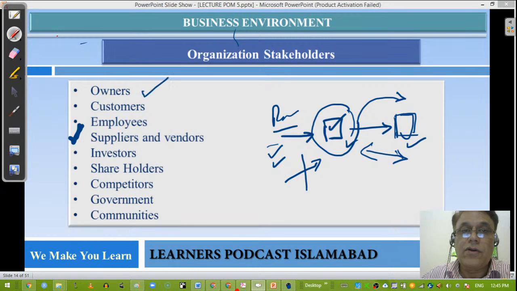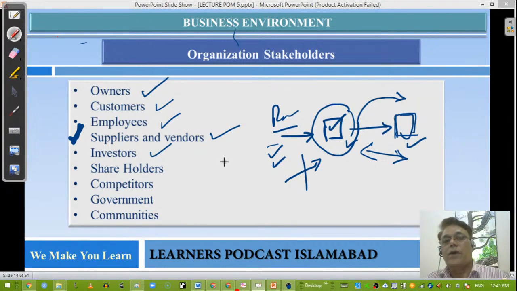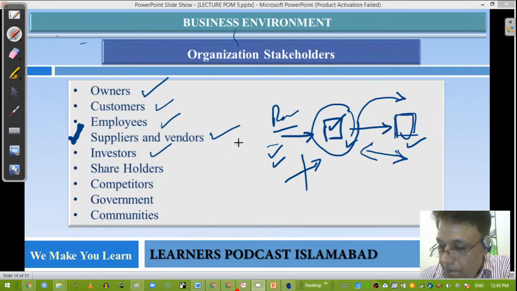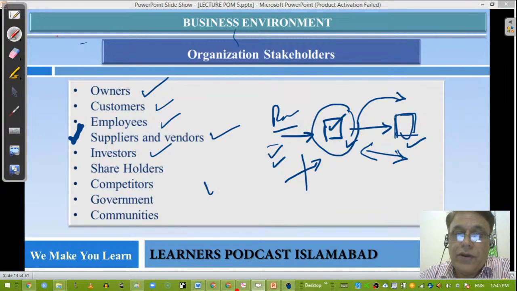Like owners are the internal part of the environment. Customers are stakeholders, but they are part of the task environment. Employees are part of the internal environment. Suppliers, vendors, and distributors are part of the task environment. Similarly, another important one is the investors. They are also part of the internal environment. Investors are the kind of owners who have the investments.